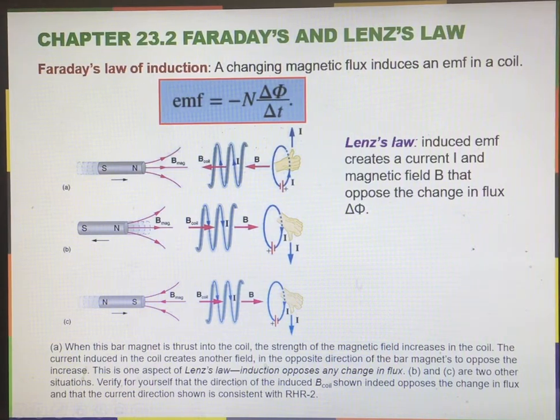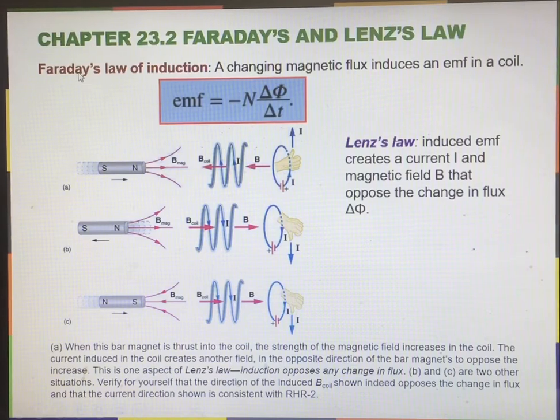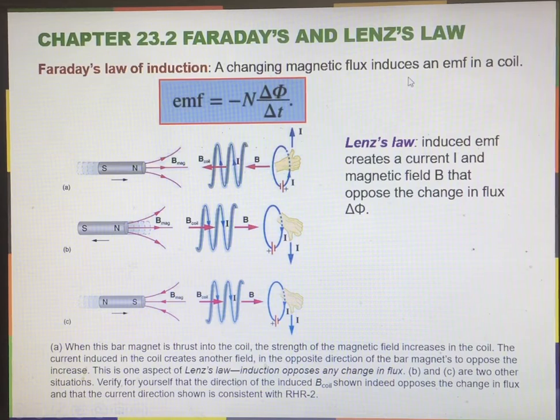All right, so now we'll go into section 23.2, and in this section we're going to talk about Faraday's law and Lenz's law. Faraday's law of induction simply says that a change in magnetic flux is going to induce an electromotive force in a coil, and is given by this equation right here. So if you have a coil that has n turns, then the electromotive force is given by this equation. It's just the number of turns times the change in the magnetic flux with respect to time.